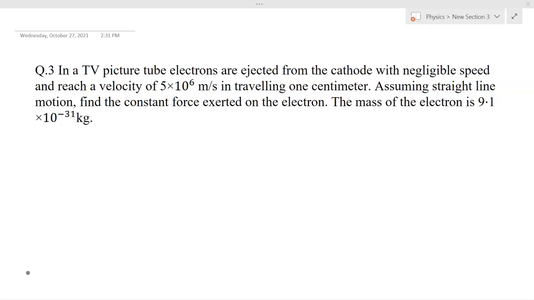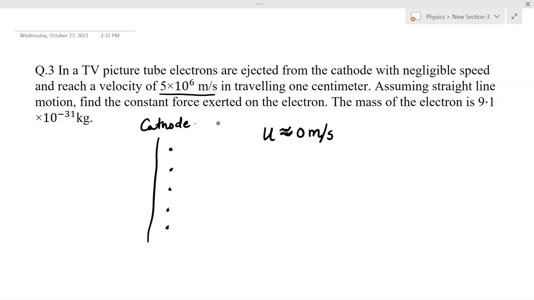So here there is a cathode, okay. There is a cathode like this, and from this cathode several electrons are ejected. Let me depict the electrons like this. There are several electrons near the cathode and they are ejected with a negligible speed. That means the initial speed u is equal to 0 meter per second, or about 0 meter per second, negligible speed, and they reach a velocity of 5 into 10 to the power 6 meter per second.